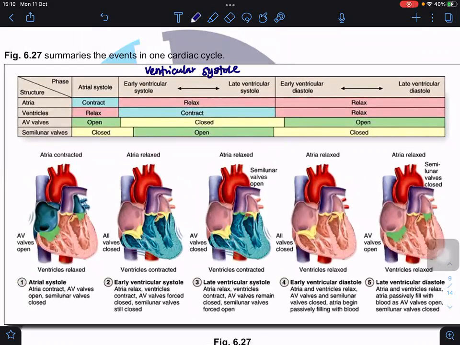Okay, and this part actually is a diastole. Here, so look at this. Very, very important. Look at this.